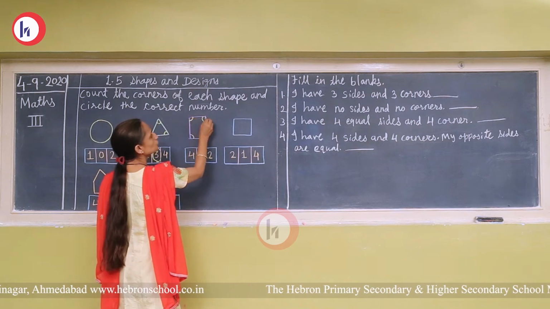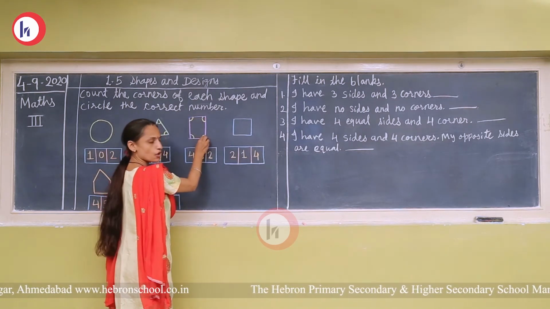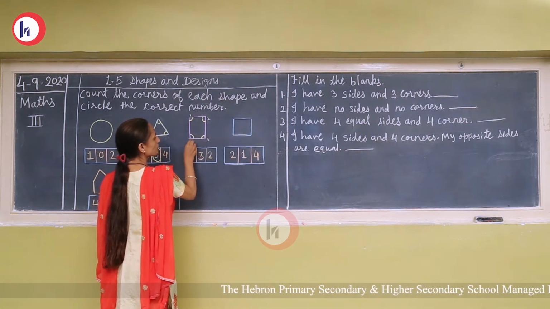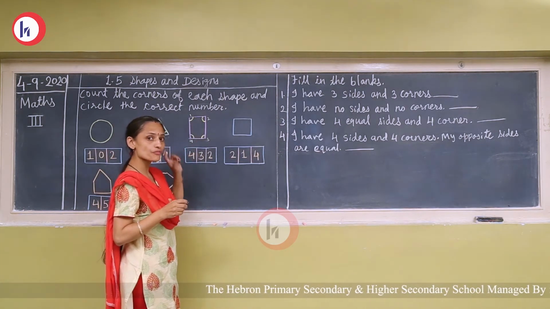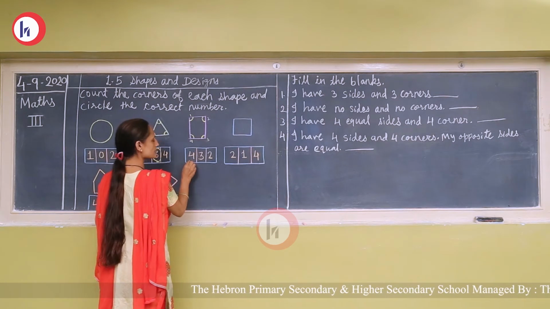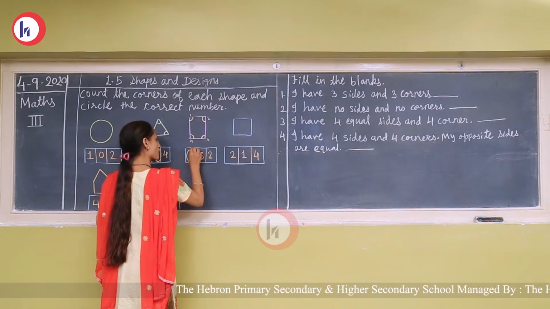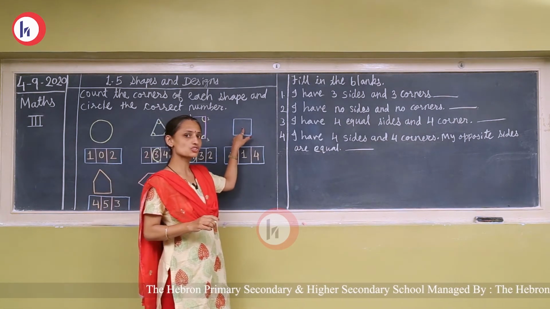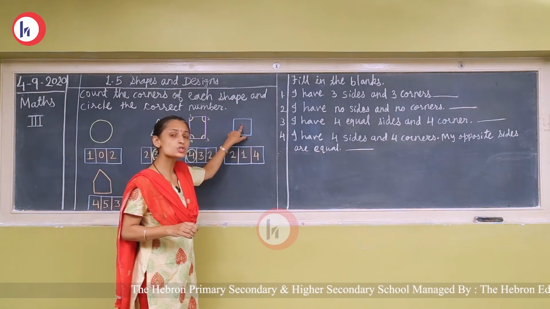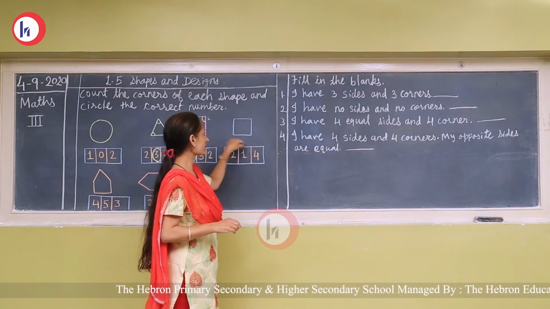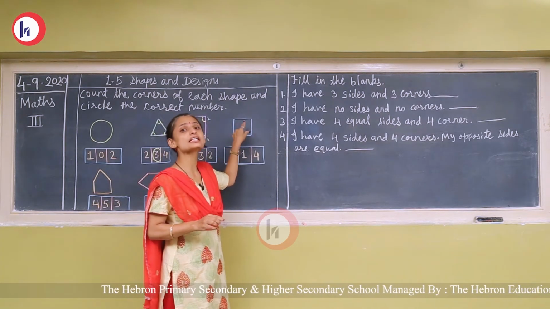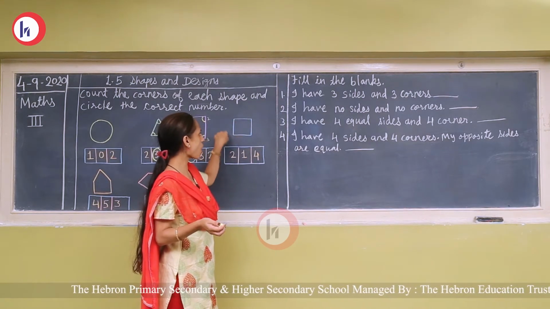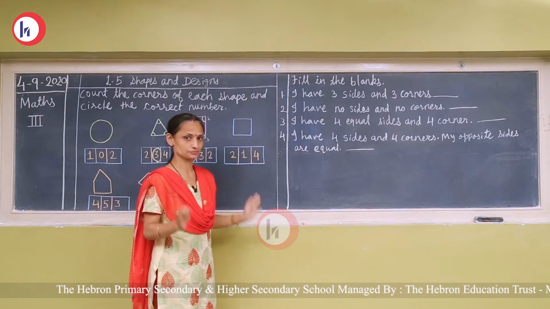Now we will count the number of corners in a rectangle. See, 1, 2, 3, 4. Again 1, 2, 3, 4. Means rectangle has 4 corners, so the correct answer is 4. Now next, which shape is this? Yes, this is a square. And you all know a square has all sides equal. All sides means how many sides? 1, 2, 3 and 4, all these 4 sides are equal.